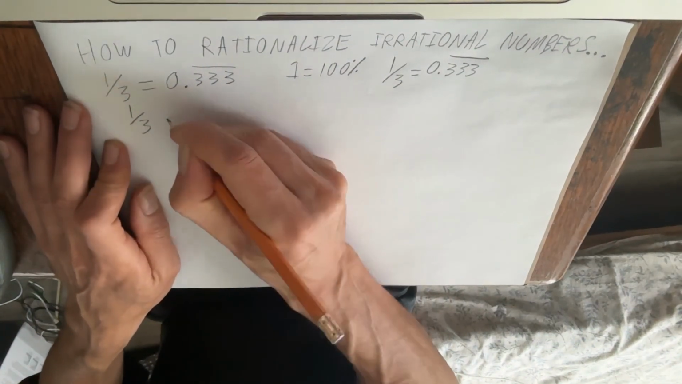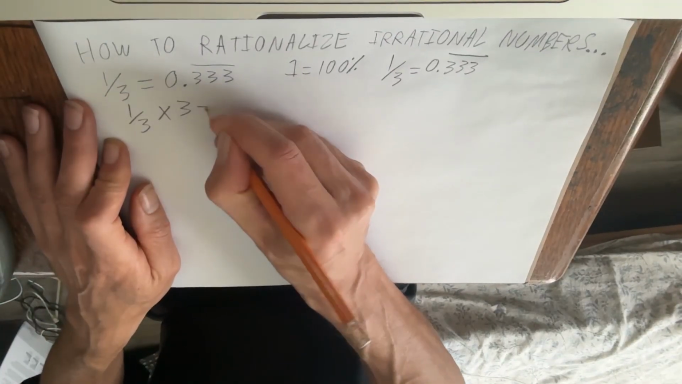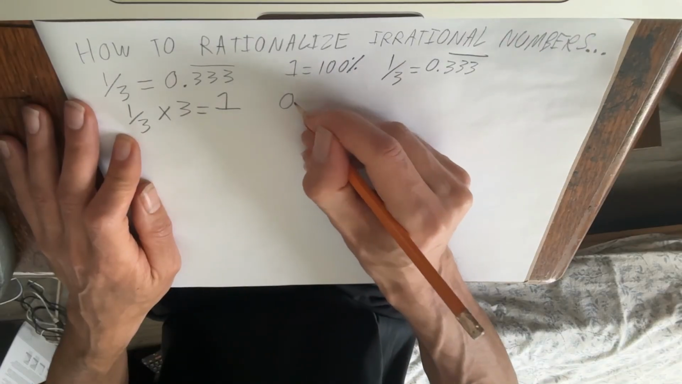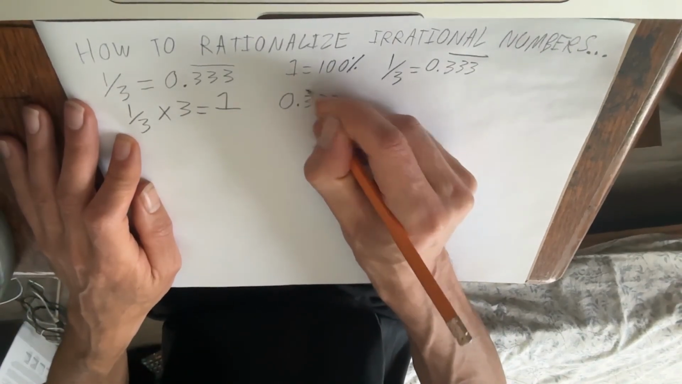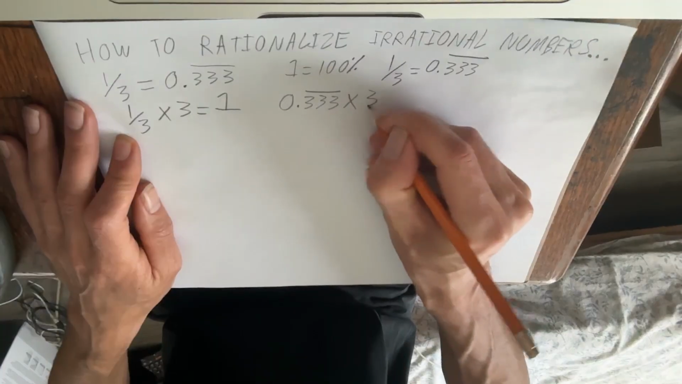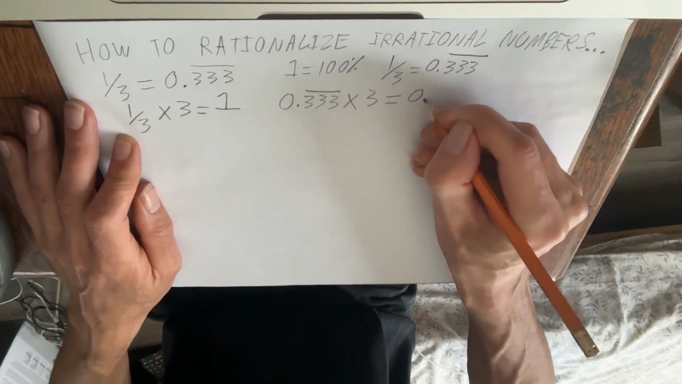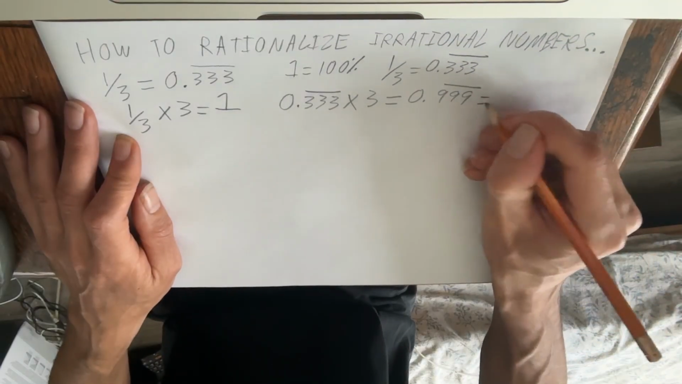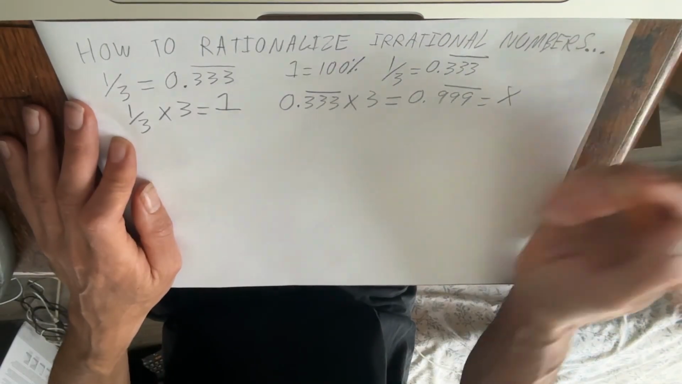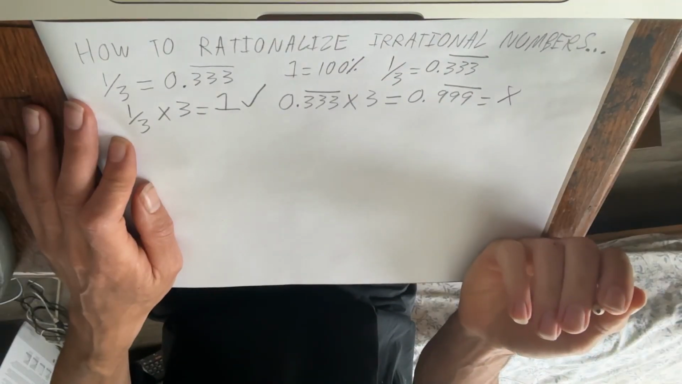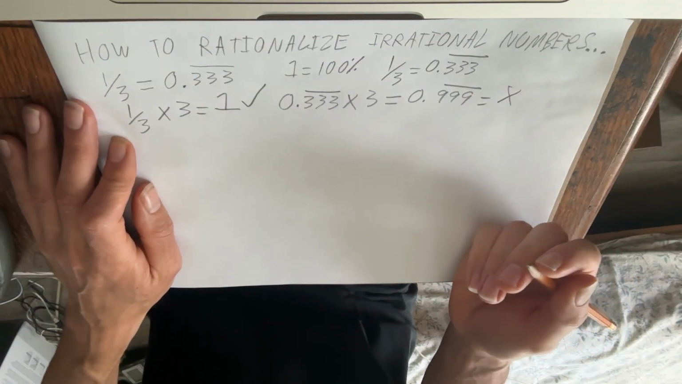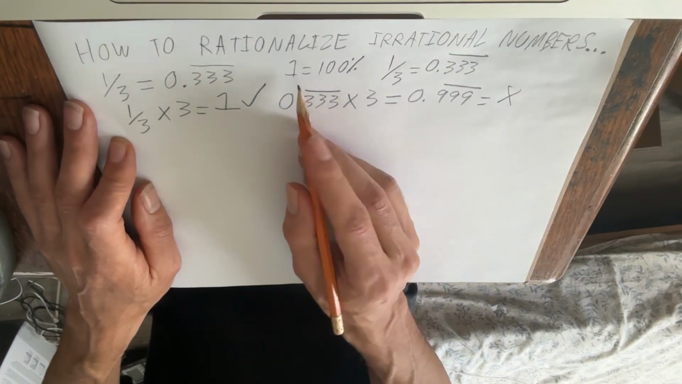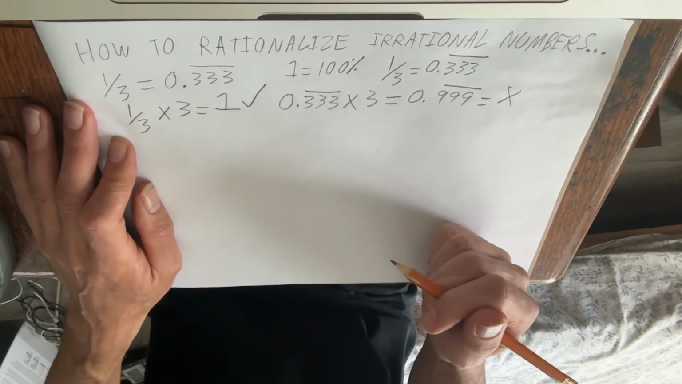1 over 3 multiplied by 3 equals 1. However, 0.333 repeating multiplied by 3 actually equals 0.999 repeating, which is wrong. It's not actually the answer. This is the answer. Basically what's going on is 3 doesn't go into 100, which is equal to the 1, being the whole number.